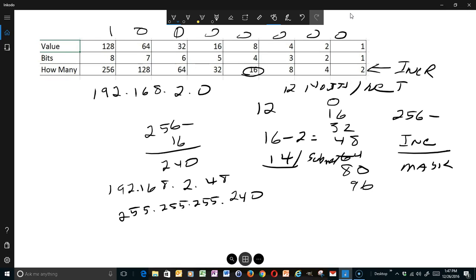Okay, so hopefully you kind of get the idea of how this works, but this seems to me to be a quicker way to do subnetting, particularly if you're doing a certification test, to do it really quickly. Write down the things that you're going to need, which is basically the number of bits, the how many, and the value of each of these things when we do this.